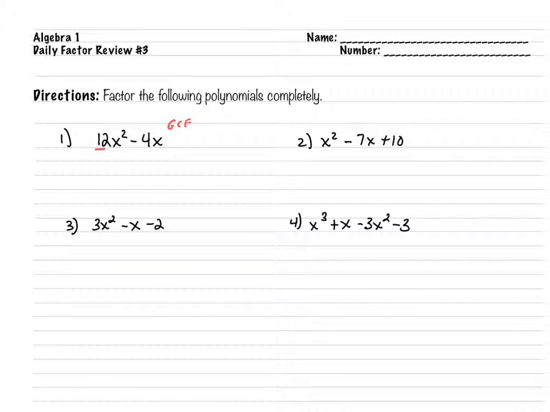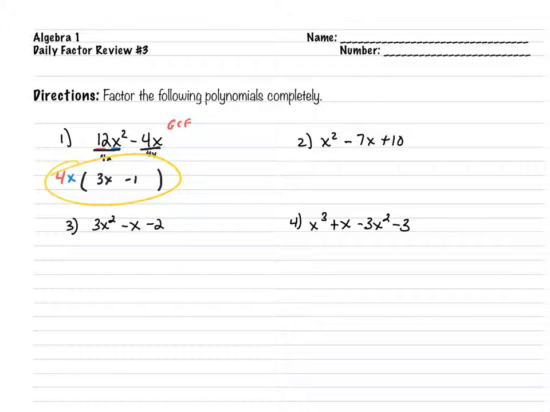So here for the numbers, I know that 12 and 4 have a common factor of 4. Then I have to check the variables, and they do have factors of x, so I'm able to pull away 1x from both of them. So if I divide both terms by that GCF, I can figure out what's left in parentheses. 12x squared divided by 4x is 3x, and negative 4x divided by 4x is a minus 1.